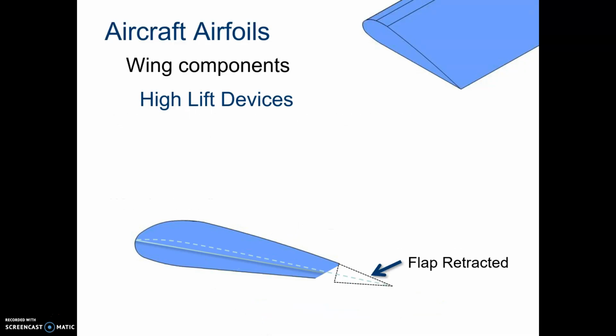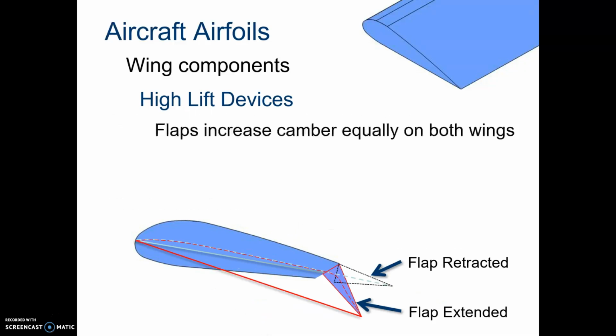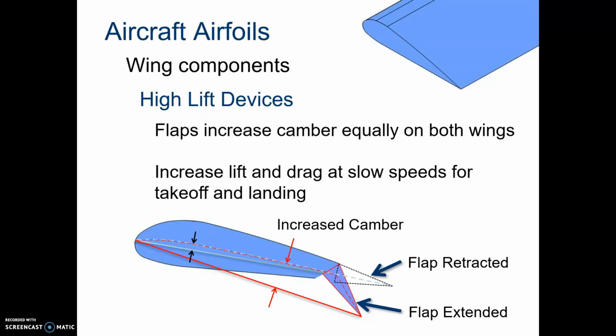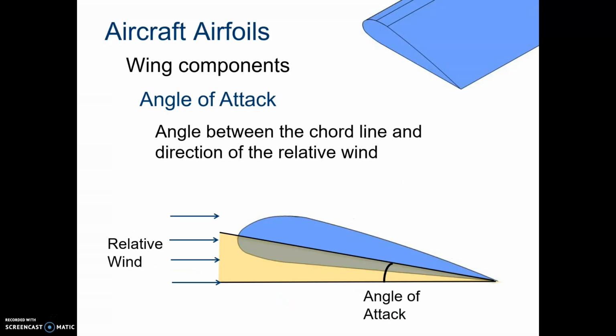High lift devices, of course, going back to the flaps discussion. If you extend the flaps, that increases the camber equally on both wings. So therefore it increases your lift and increases your camber. There's a line drawn there. You don't need to draw this in your notebook unless you want to. You can make notes about it. And it increases the lift and drag at slow speeds for takeoff and landing, as I talked about in the last video. They typically only use flaps for that reason during those two times, takeoff and landing, and then retract them when they're in normal flight.